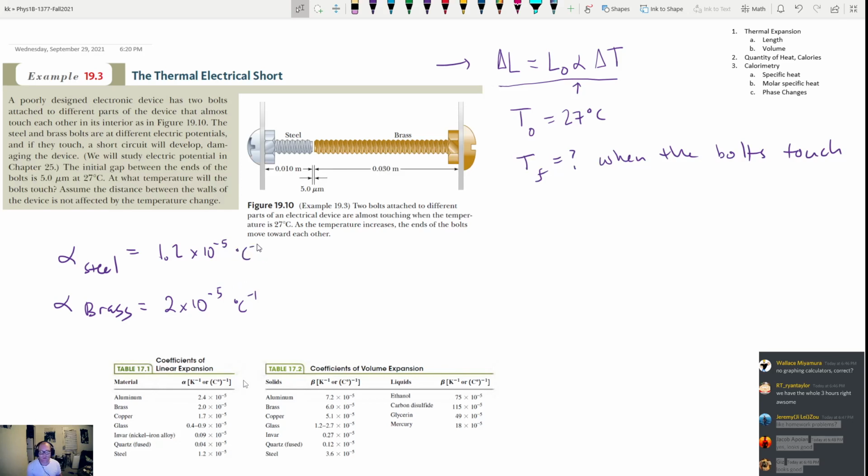Now we know that we want to use this equation right here, right? But the question is, how are we going to do it? This question doesn't tell us the final temperature, so we can't just calculate how far they're going to expand. We need to figure out what the final temperature is going to be when they touch. So does anyone have any idea of how we might go about doing that? We have a few different ideas. People are typing.